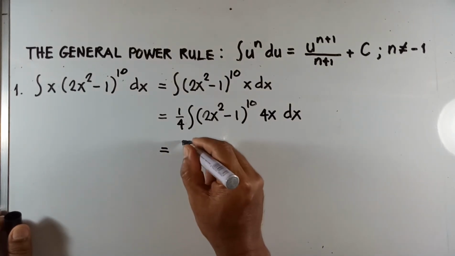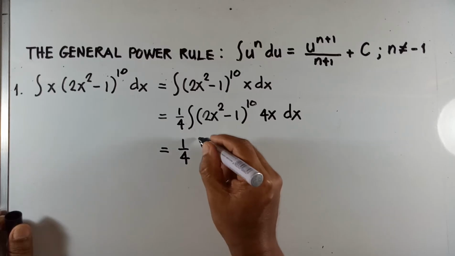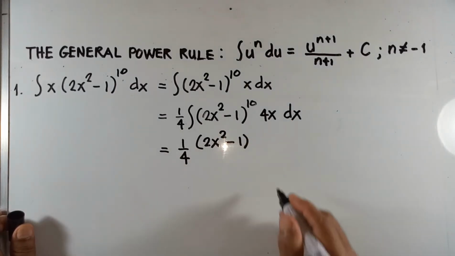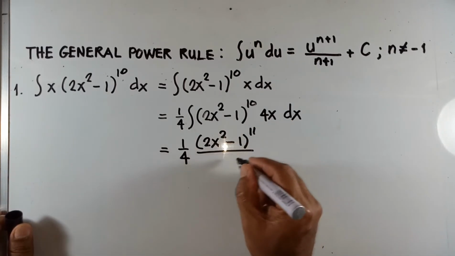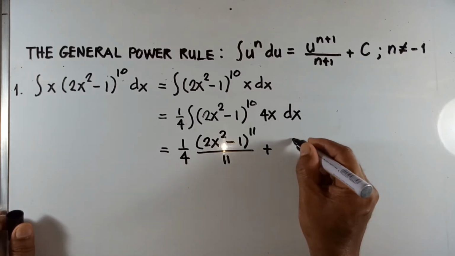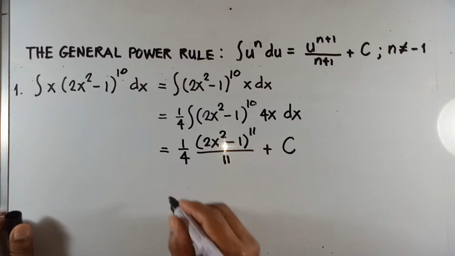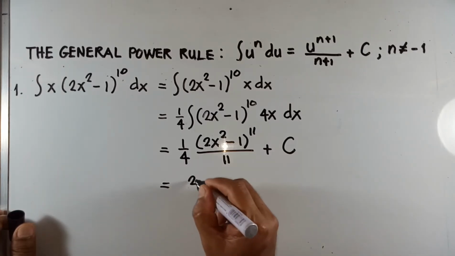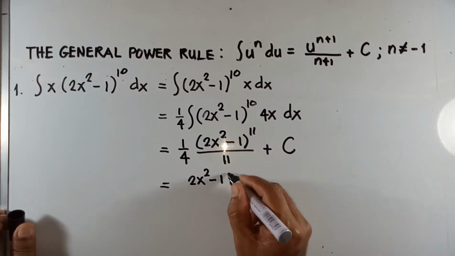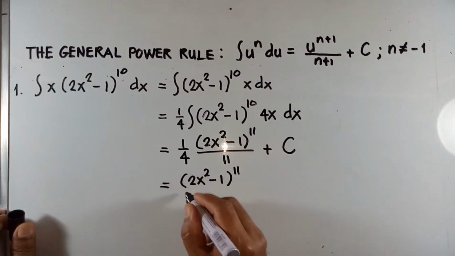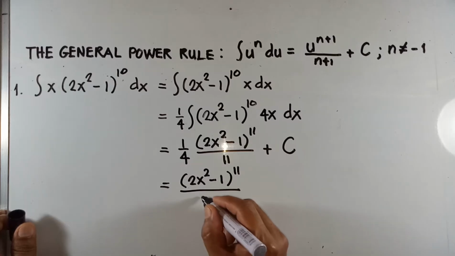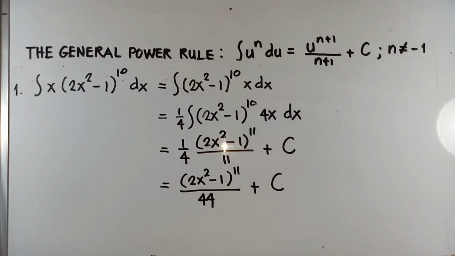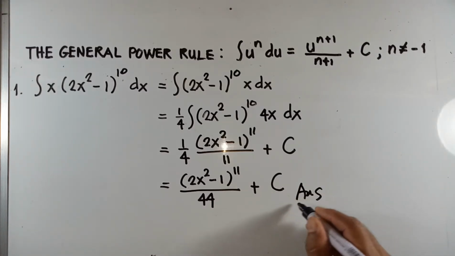So, equal na ito ngayon sa 1/4 tapos (2x² − 1), and then 10 plus 1 is 11, and then divided by 11, and then plus the constant of integration c. So, we'll have 1 times (2x² − 1)^11 equals (2x² − 1)^11. And then 4 times 11 equals 44. And then plus the constant of integration c. So this is now the answer.